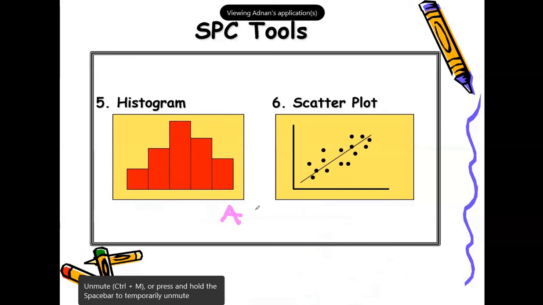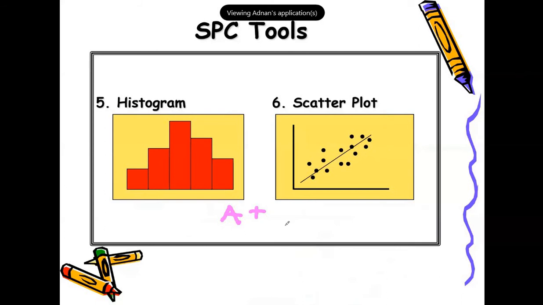A plus. Okay, Iqbal, what is the range for A plus? Hello, Doctor. 90 and above. Okay, 90 to 100, right?